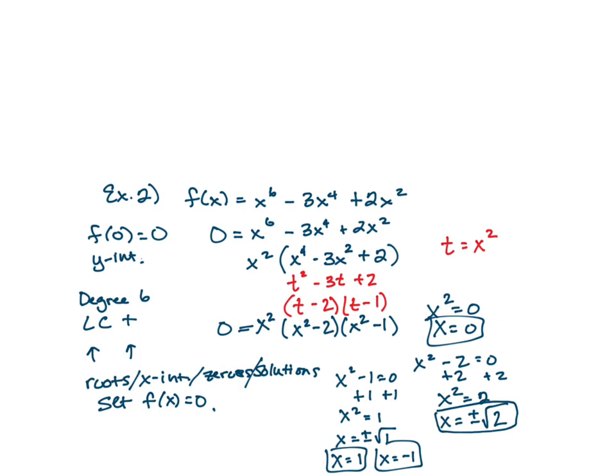Okay, so we're going to put all of this information in one place on this picture. What's the y-intercept? 0, 0. And what else do we know? We know it crosses the x-axis at -1 and at +1. And also at positive square root 2 and negative square root 2. Anybody know what those numbers are? Square root of 2? 1 point something. I agree. And we know that both of the tails go up.